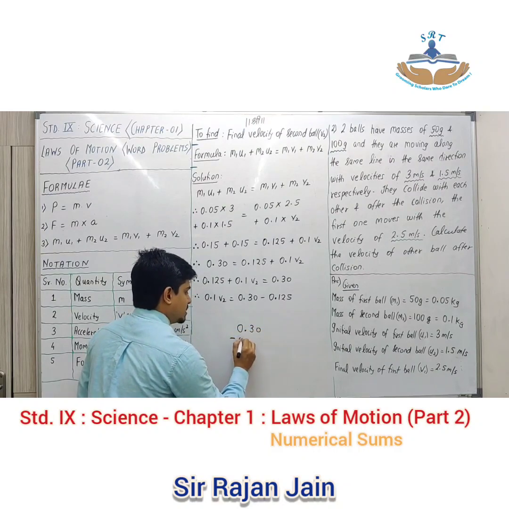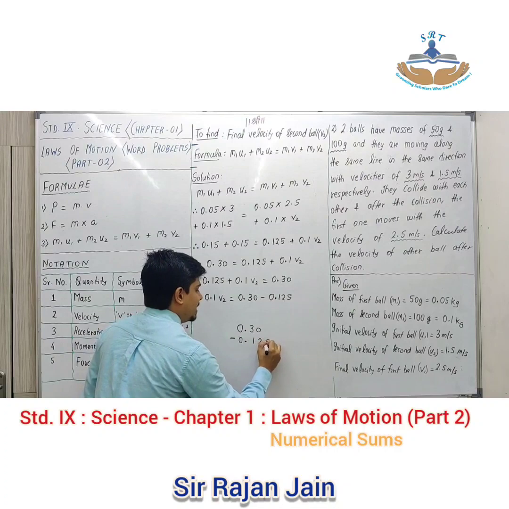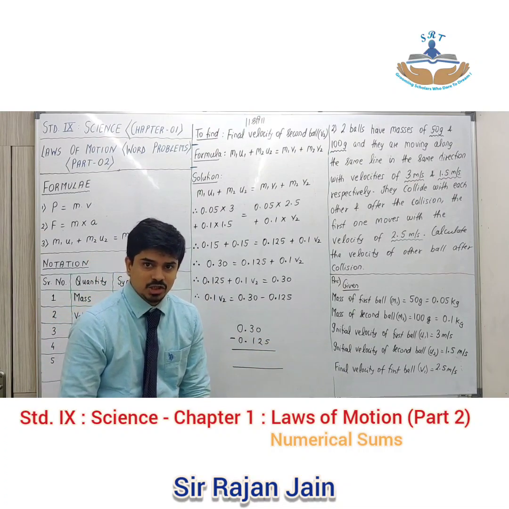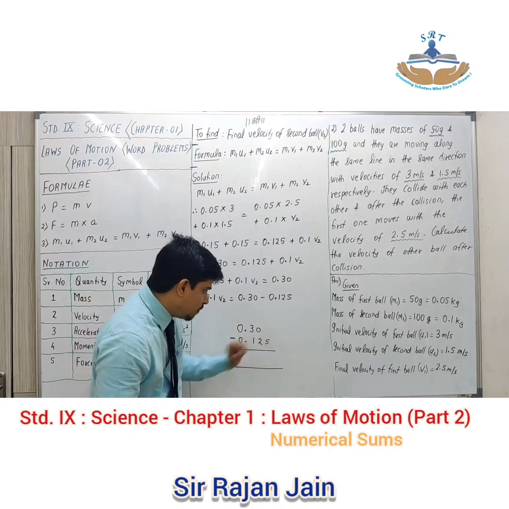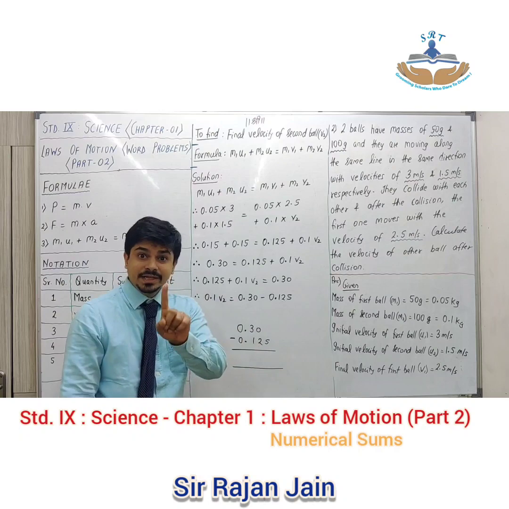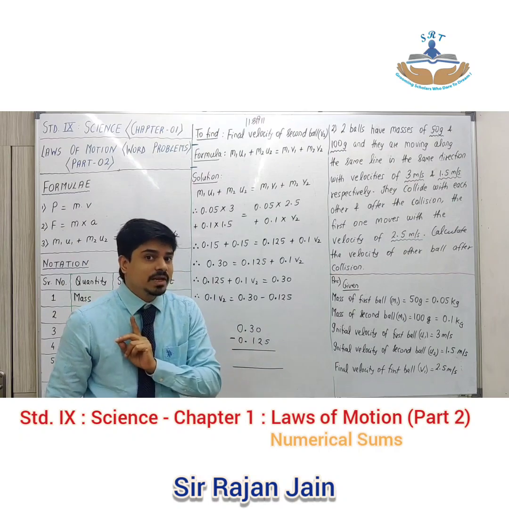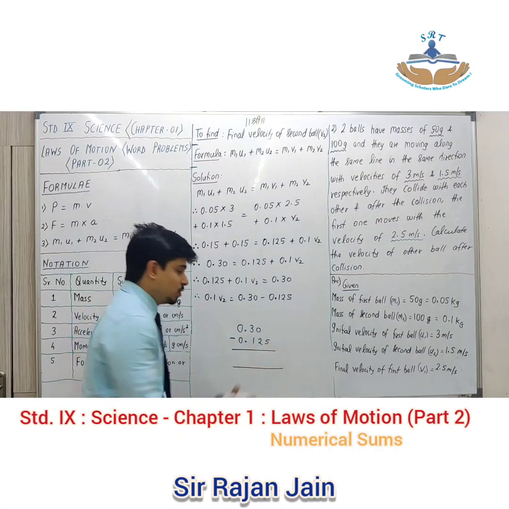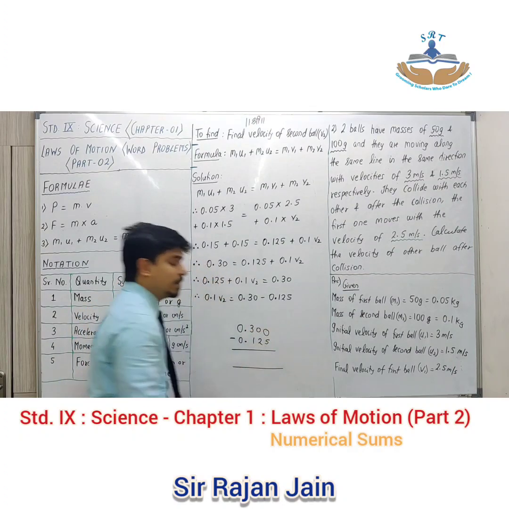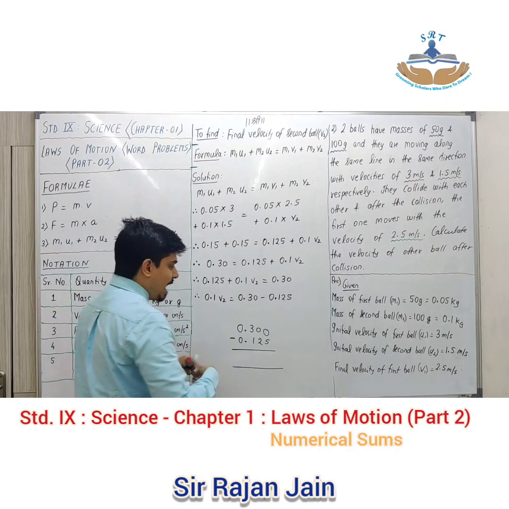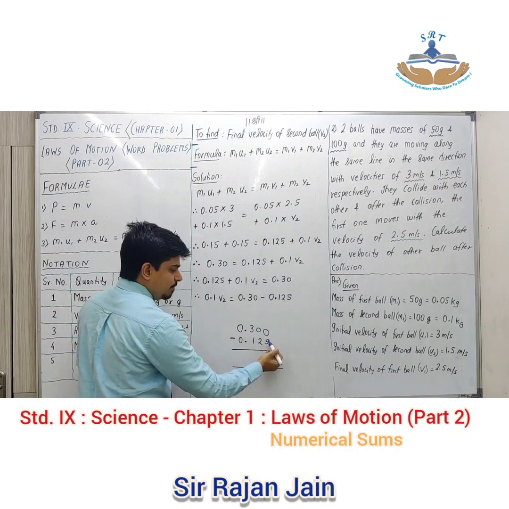0.30 minus 0.125. Now many students make this mistake in the subtraction: ये 5 के ऊपर कुछ नहीं है, so they write this 5 as it is. ये एडिशन में चलता है, सब्ट्रैक्शन में नहीं चलता है. सब्ट्रैक्शन में अगर इधर डिजिट नहीं है तो इधर 0 लिखना कंपलसरी है. And then you subtract. Now when I subtract, what will happen is 0 minus 5 नहीं होता है.